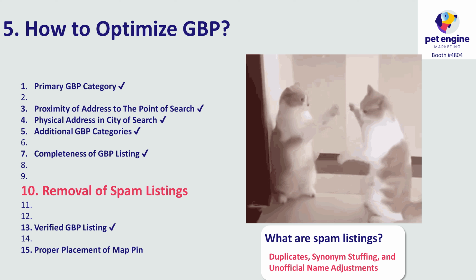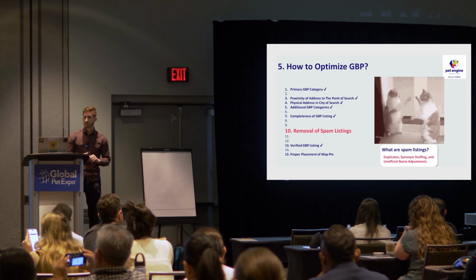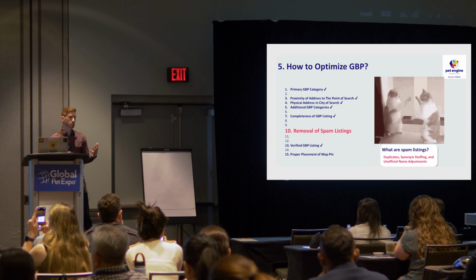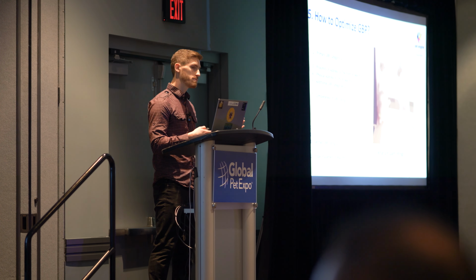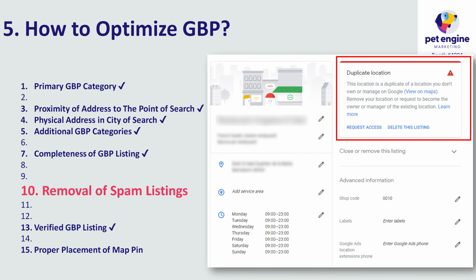Okay, last easy factor. We are cruising right along. What are spam listings? These are basically duplicates, right? Sometimes your business, especially if you haven't claimed it, gets listed twice. If you end up claiming both of those business listings, you can merge them. However, there are also some issues with synonym stuffing or unofficial name adjustments.